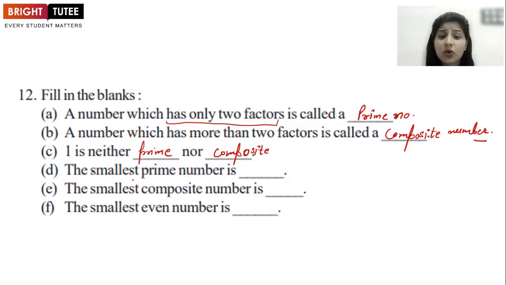The smallest prime number, I have discussed it with you, is 2. One is neither prime nor composite. 2 is prime, 3 is prime. Then composite numbers start with 4. So 4 is the smallest composite number. The smallest even number is 2. Clear? So this is how we have answered and applied our knowledge of prime and composite numbers.